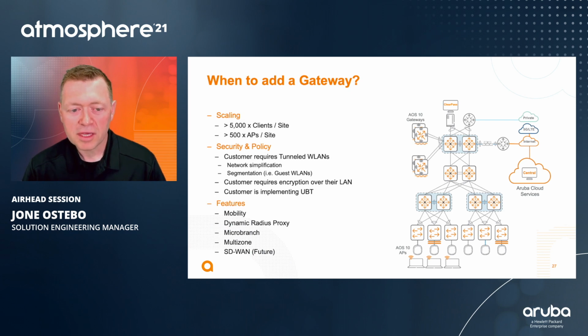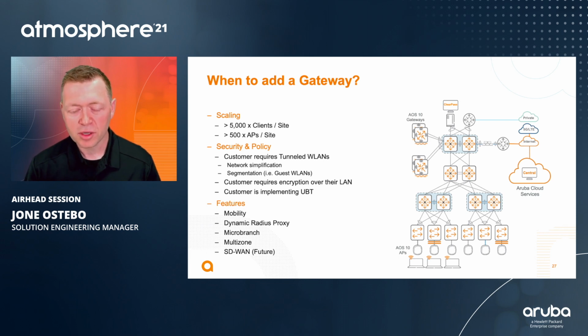So a couple of things on when to add our gateway. Like I said, we can mix these things. If you need more than 5,000 clients, or more than 500 APs on one campus, then you should add gateways for sure. Then we have a couple of other requirements, like security. If the client requires security, or if you need security and to tunnel the traffic back to your data center, then you should add an overlay architecture and use a gateway.